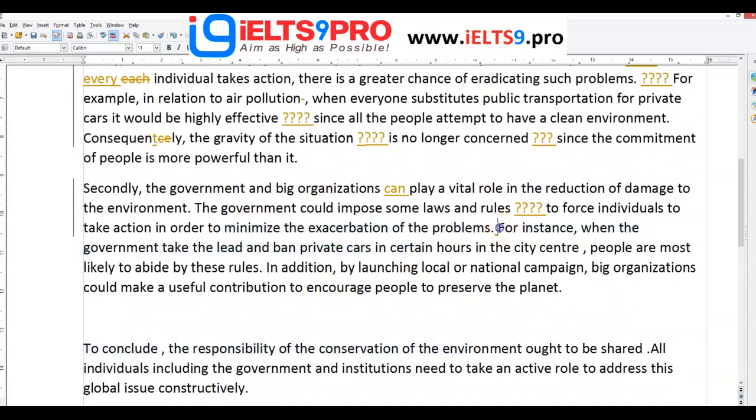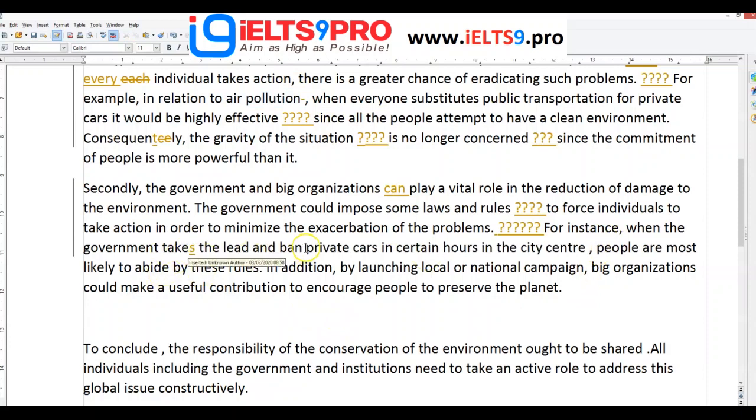And again, what are you talking about? Are you talking about global warming? Or are you talking about air pollution, which you mentioned here? What problems are you talking about? For instance, when the government takes the lead and bans private cars in certain areas of the city centre, people are most likely to abide by these rules.